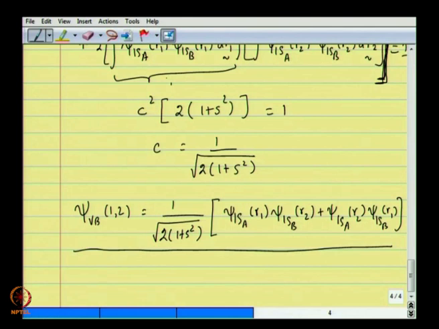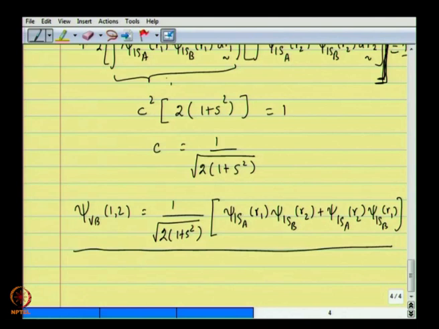But there is still one more problem. This is not satisfying the antisymmetry principle of the two electrons. Now we have two electrons. Therefore, it is important for the wave function to be overall negative if the coordinates of both the electrons are interchanged. So if I do a permutation of the electrons 1 and 2 on psi VB 1, 2, obviously I violate Pauli's antisymmetry principle. Therefore, this picture is not a complete picture.